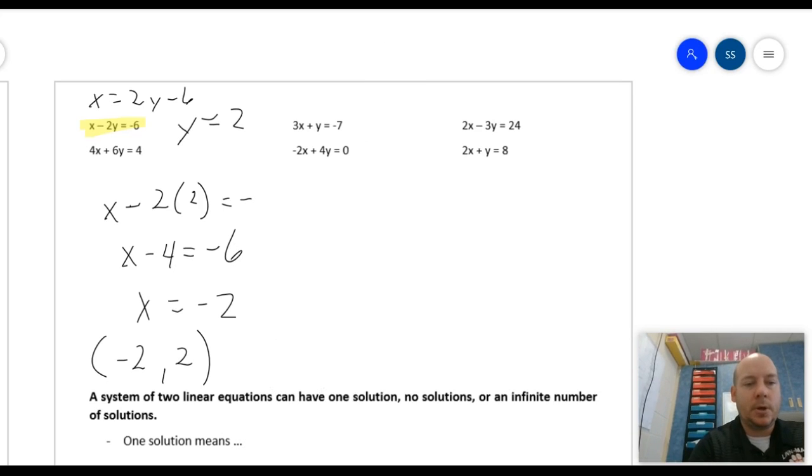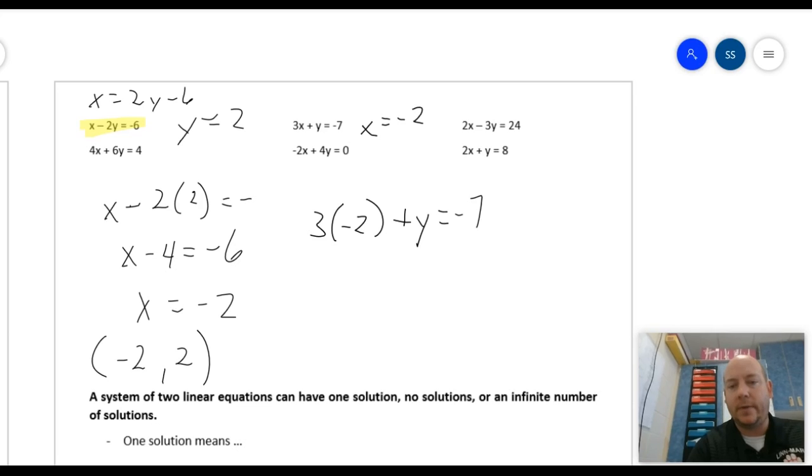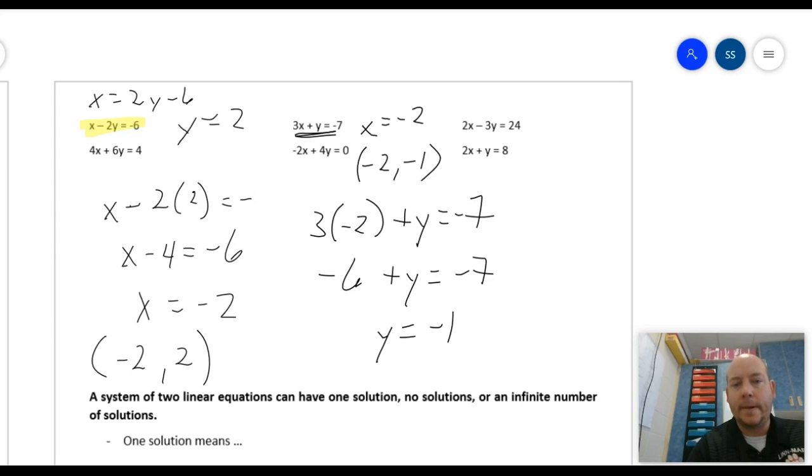So a little bit of room here. And I'd highly recommend you use a separate sheet of paper because these take some work. Okay, and then I'm going to plug that in there. I'll take the first one. So 3 times negative 2 plus y equals negative 7. Again, I'm using this equation here. That's negative 6 plus y equals negative 7. Add 6 to both sides. Y would be negative 1. So negative 2, negative 1 would be my solution.